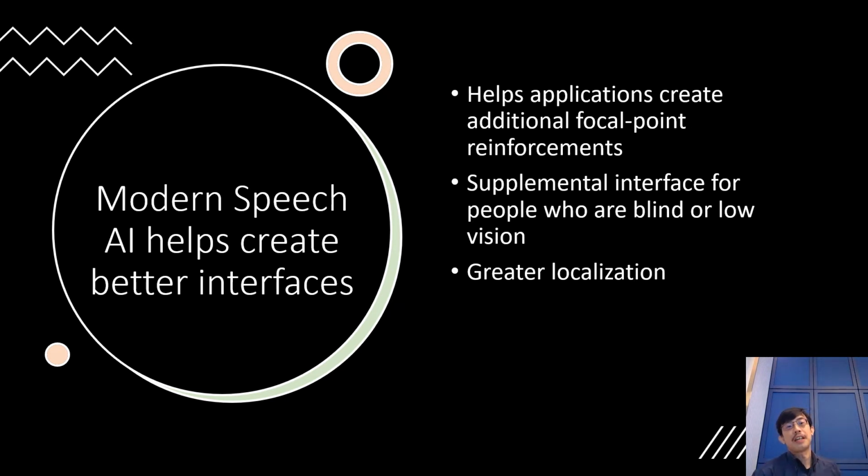With modern speech AI, we can create better interfaces that provide additional focal point reinforcements. We can use speech AI to act as a supplemental interface for people who are blind or low vision. It can also be used to achieve a greater degree of localization. Let's take a look at an example.